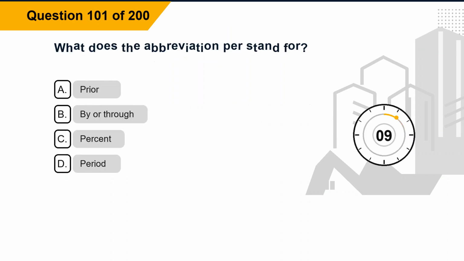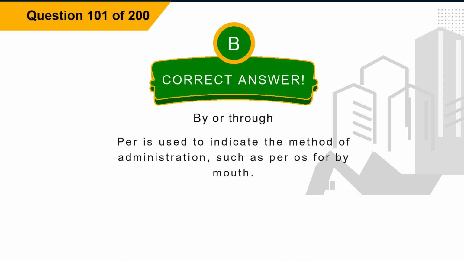Question 101. What does the abbreviation PER stand for? Option A, prior. Option B, by or through. Option C, percent. Option D, period. The correct answer is option B, by or through. Explanation. Per is used to indicate the method of administration, such as per OS for by mouth.